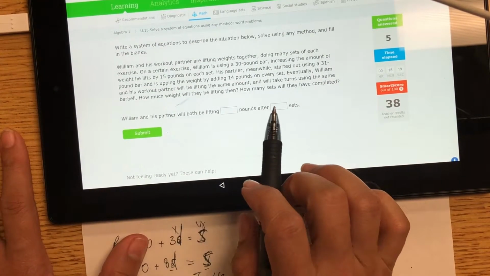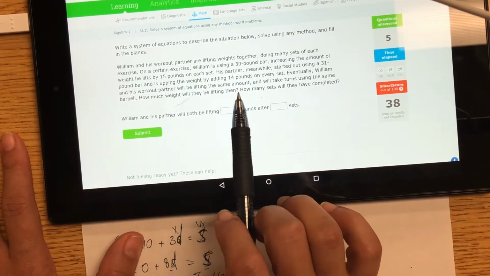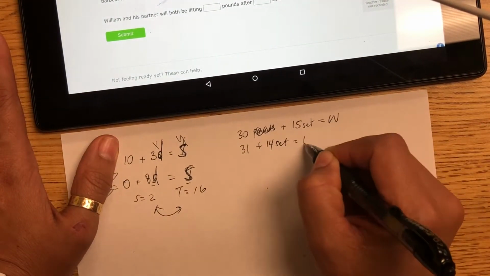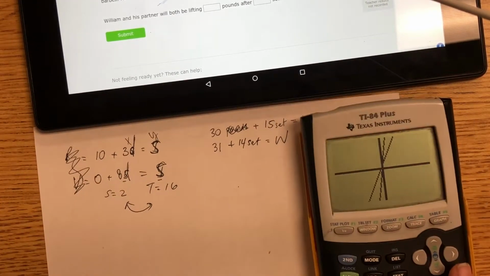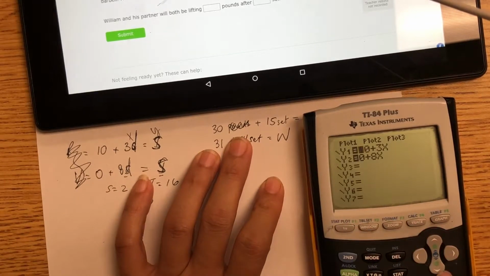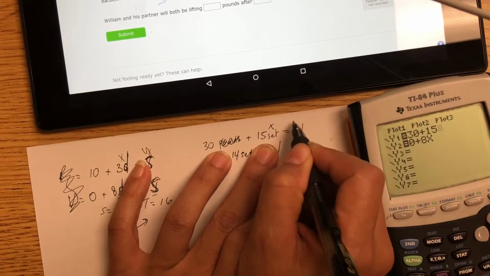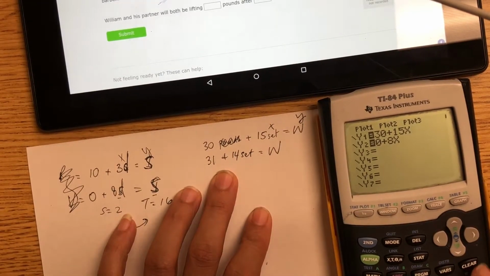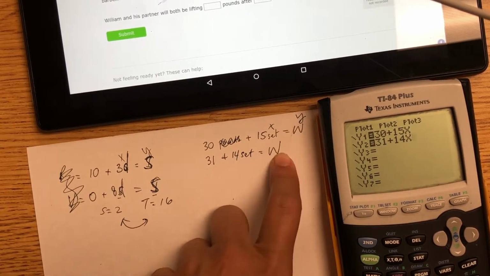Eventually, they will be lifting the same amount, okay? And they'll take turns using the same barbell. How much weight will be lifted? How many sets will there be completed? Because I already have set here. This is going to be weight, okay? So again, I can just punch that one in the calculator because it's already y equals mx plus b. So y equals, and we have 30 plus 15x. So this is going to be x, and this is going to be y. So x, and then on this one, clear, I'm going to have 31 plus 14x. Okay, so the set is x, y is weight.